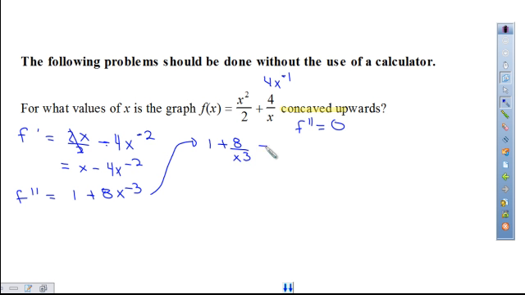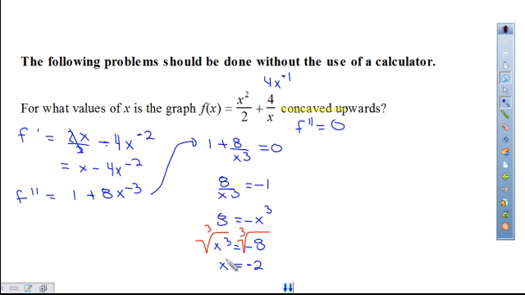So I'm going to set my second derivative equal to 0. So I get 8 over x to the third equals negative 1. Cross multiply. So I get x equals negative 2 because I need to take the cube root of both sides. So that is a possible point of inflection.